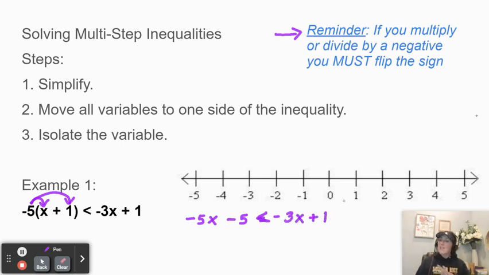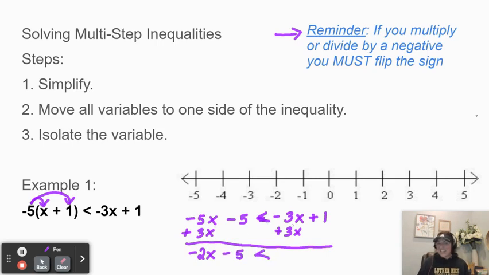Okay. Now I've got to get all the variables on one side. So I'm going to take this -3x and do the opposite, which is to add a positive 3x. You'll notice that I lined it up right underneath my -5x because those are like terms. Okay, let's see what that leaves us with. -5x plus 3x gives me -2x. Of course, I've got my -5 is less than. Now, -3x plus 3x, those cancel out, leaving me with a 1 there on the right side.